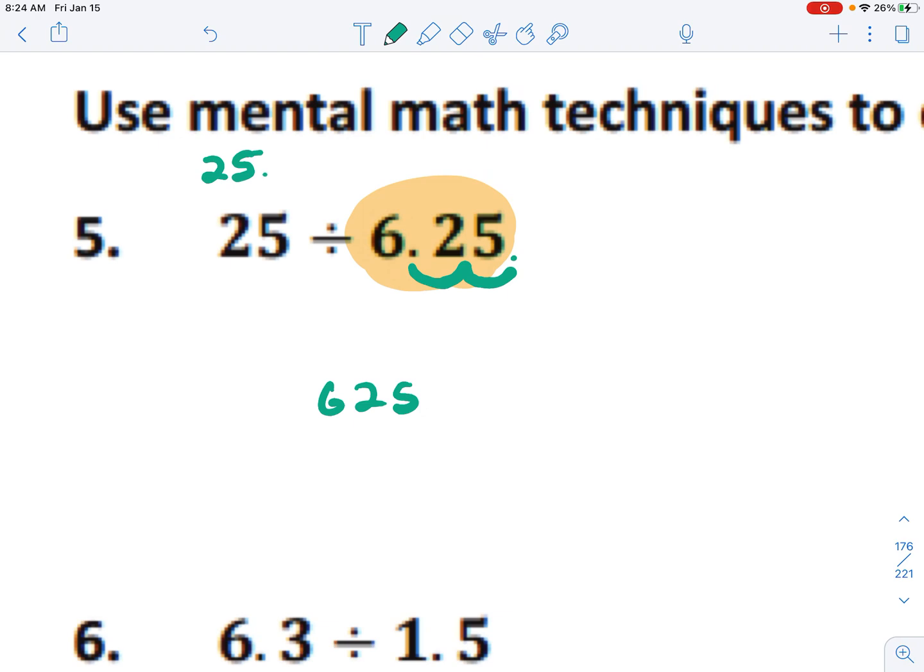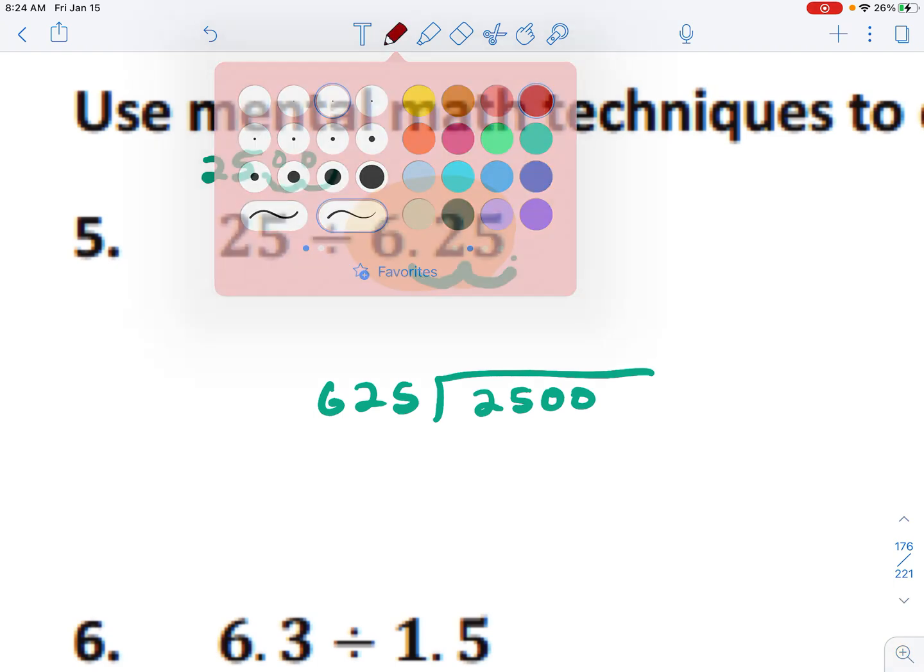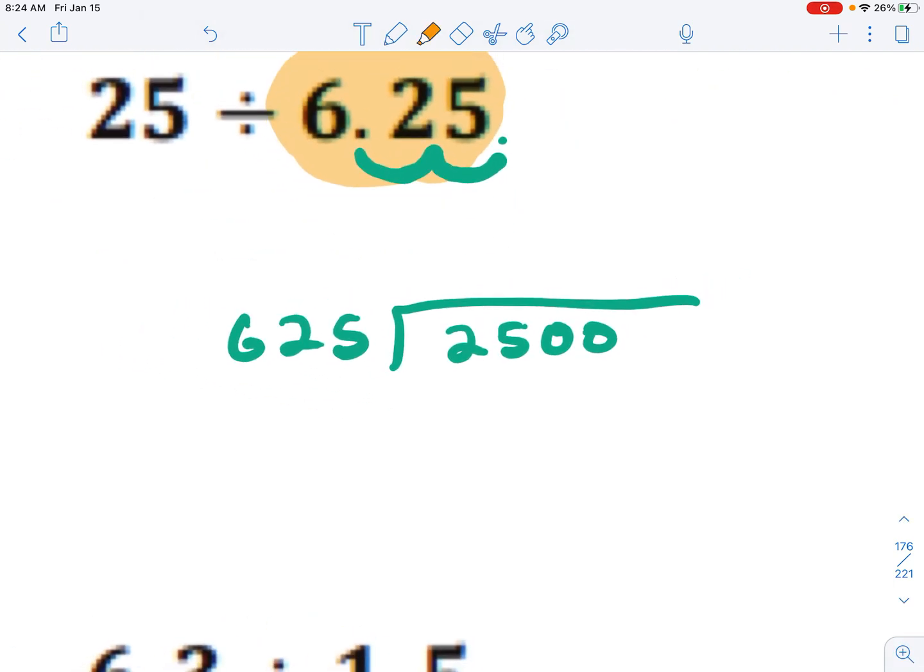Now I have a 25 here. There's an imaginary decimal at the end. And I'm going to move it twice. That means I need to add 2 zeros. So my problem changes to 2,500 divided by 625.